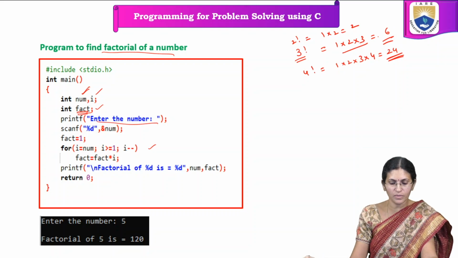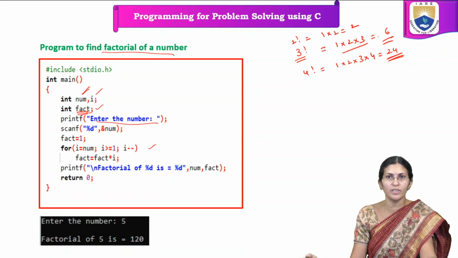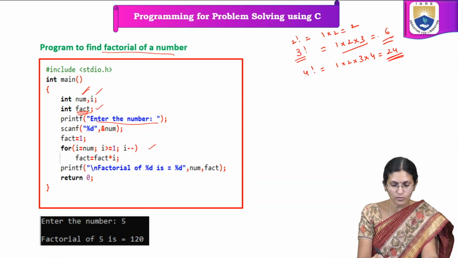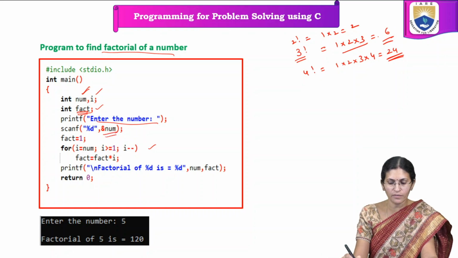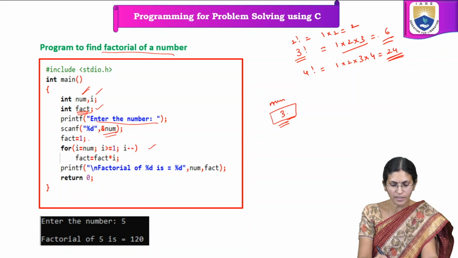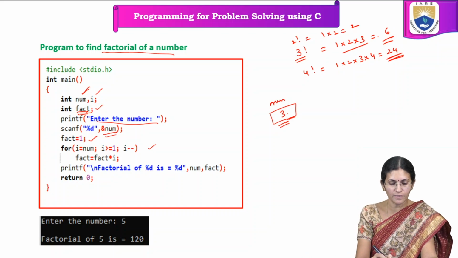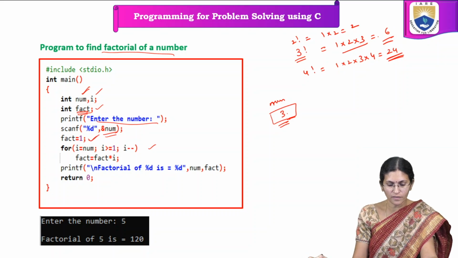So enter the number for which you need to find the factorial. That value is stored in the variable num. So num is a variable, and this variable is read from the user. Suppose the value entered by the user is 3. So we need to find the factorial of 3 here. Fact is equal to 1, that is initialized. So fact is equal to 1.